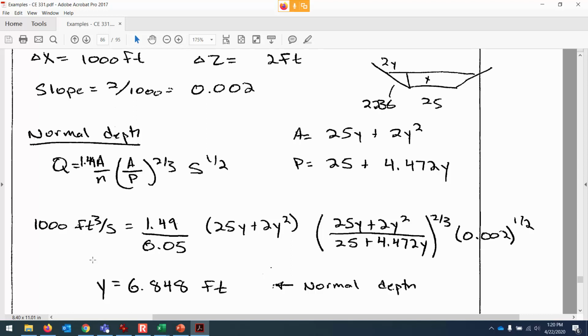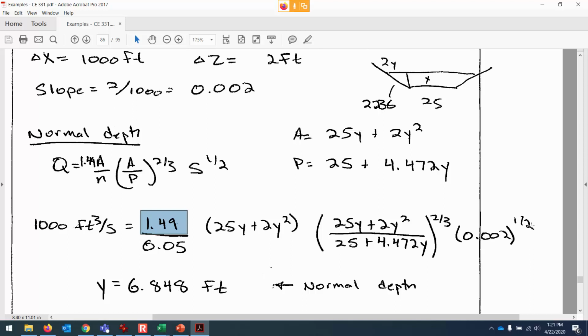So you can see here we made the substitution of the flow rate, and the 1.49 is because we're working with traditional units. And we got the n value, so all the parameters there, and we calculated normal depth. So next we have to calculate the critical depth.